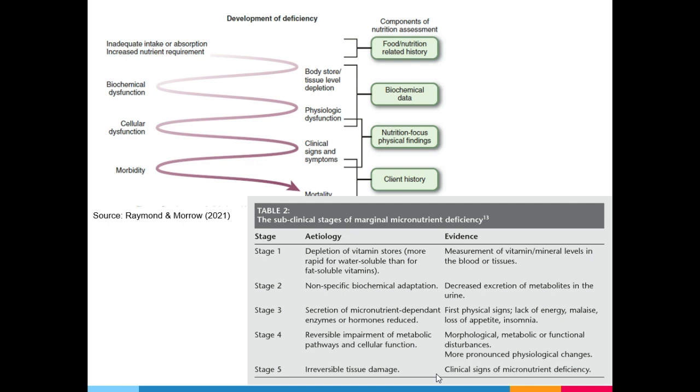So, that's it. If you see koilonychia or spooning of the nail, that means the person has been deficient in iron for a very long time. It just wasn't detected earlier. Okay?